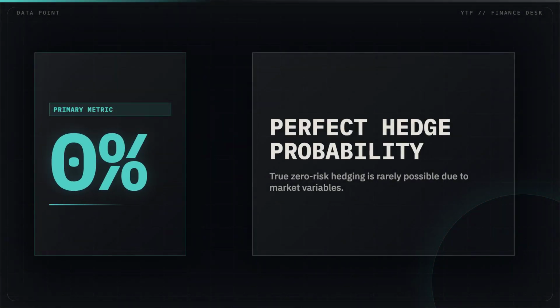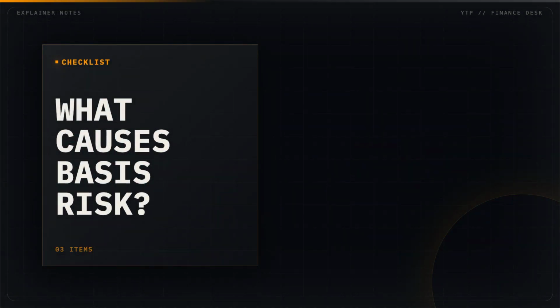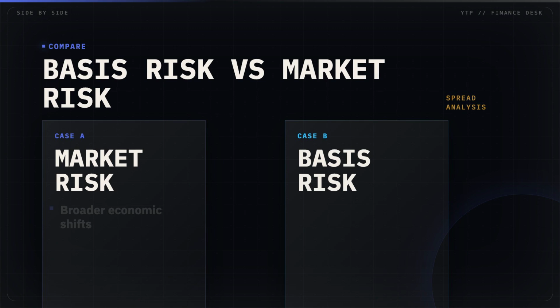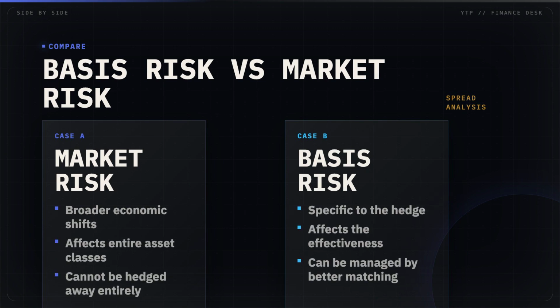Most investors hope a hedge will perfectly offset losses, but in reality, the assets rarely move in lockstep, creating a gap known as basis risk. Basis risk stems from three main sources: using similar but not identical assets, differences in location, or maturity dates that do not align perfectly. Most investors know about market volatility, but basis risk is the hidden factor that can make your hedging strategy fall short of expectations.